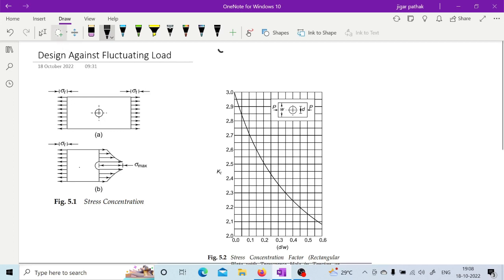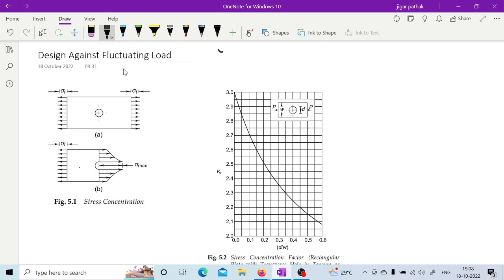Okay, so let us start with this design against fluctuating load. Last time we have seen design against static load. As we have defined, the static load is a load which is not going to have change in direction or magnitude with respect to time, right? Here this fluctuating load, as the name suggests, is going to have variation in its magnitude as well as direction as time goes on, right?